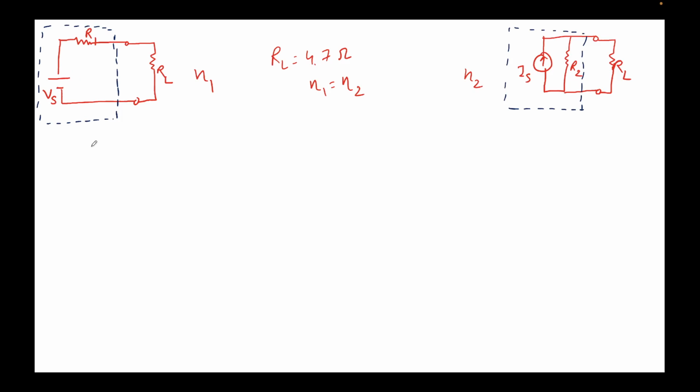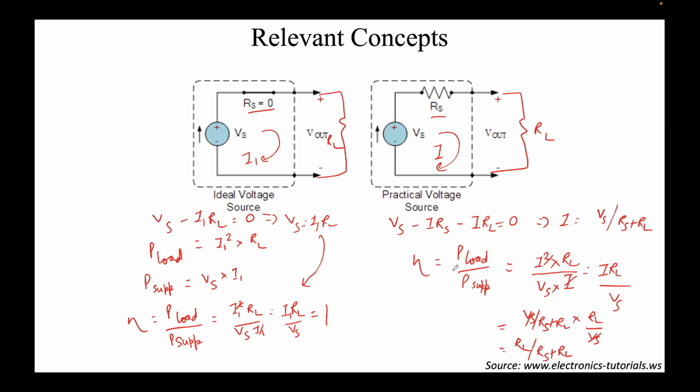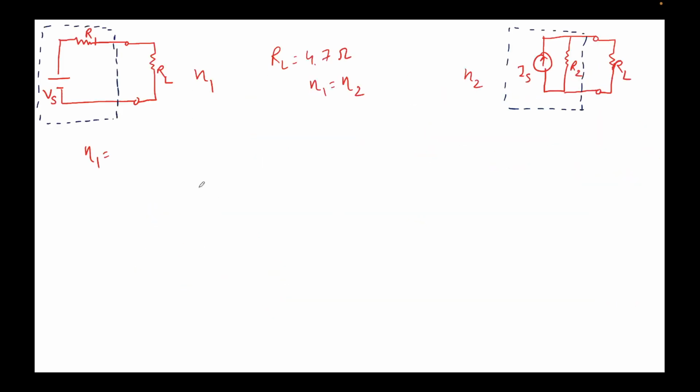Now we just derived the expression for eta 1, I'll go back to it. Eta 1 was RL over RS plus RL. This is the eta for this practical voltage source. So let's plug this value here: RL over, what is the source resistance? Source resistance here is R1. So I'll simply write R1 plus RL.